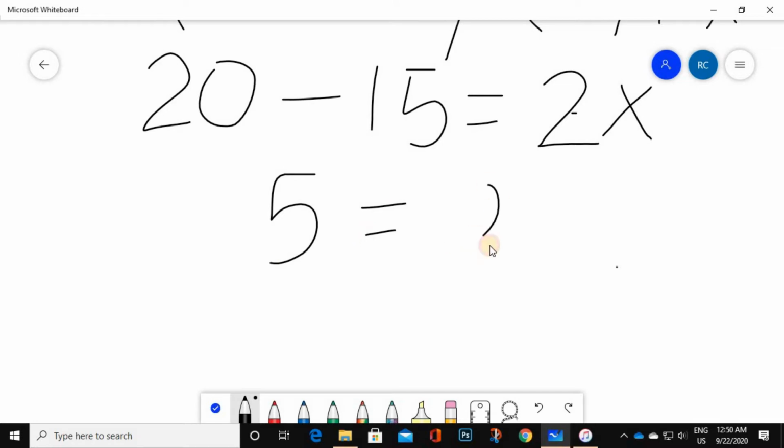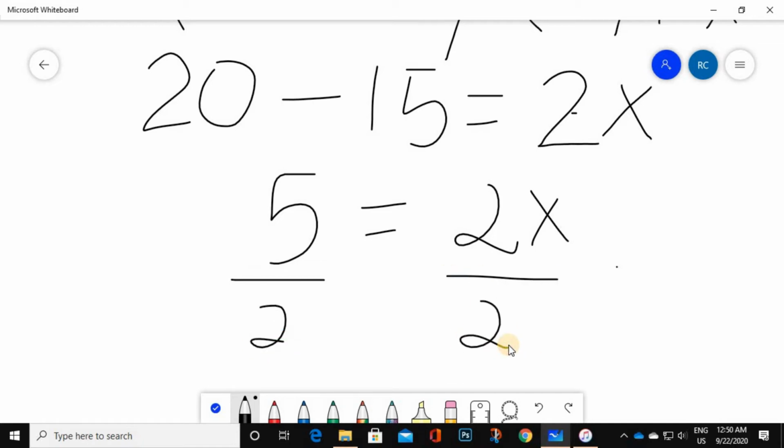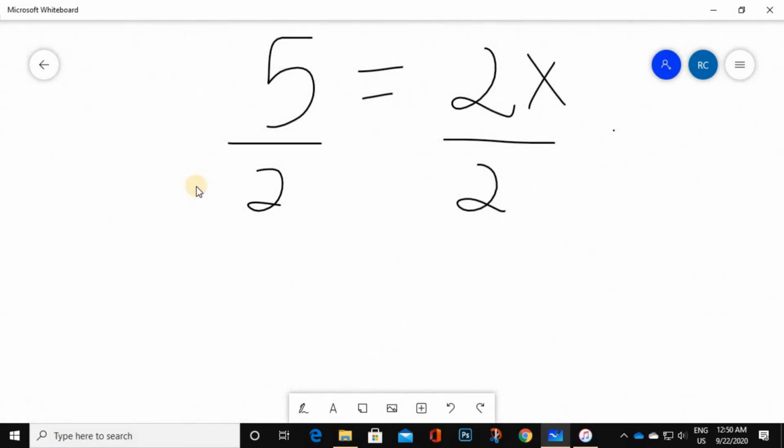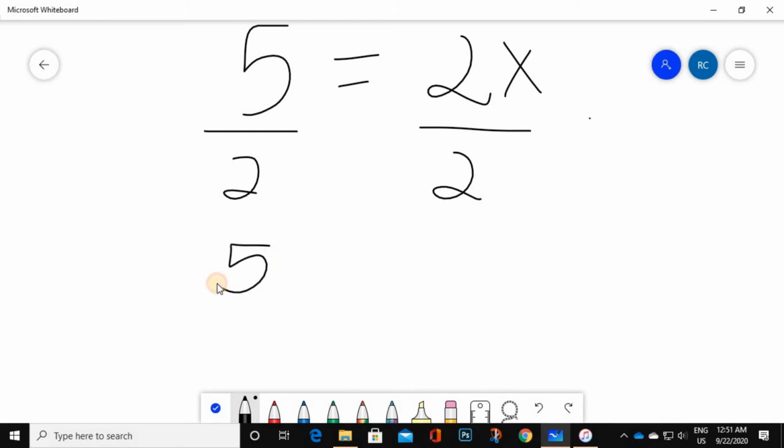equals 2x. So, we can divide it by 2 to eliminate the 2, the coefficient of x. So, 5 halves equals 2x over 2. So, the value of x is 5 halves equals x, because the 2 here is eliminated. Okay. And that's the answer for number 1.